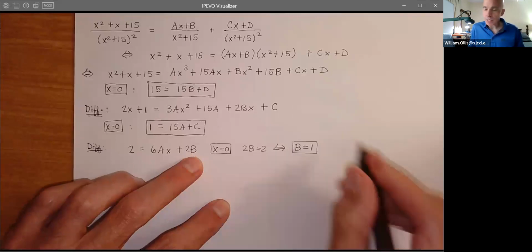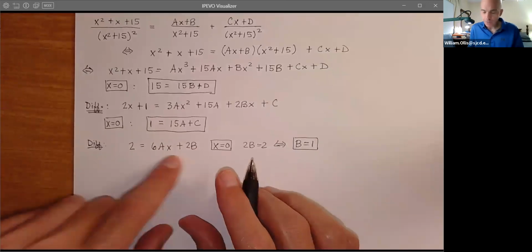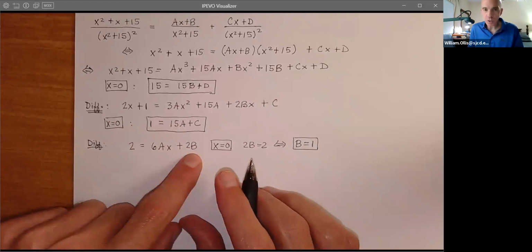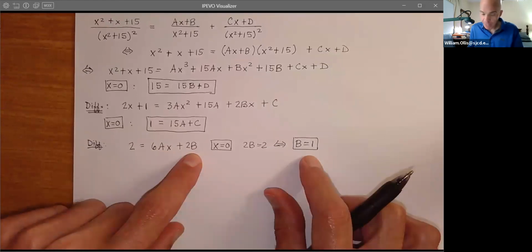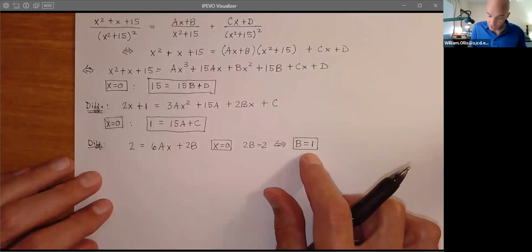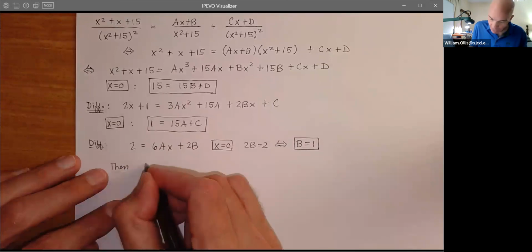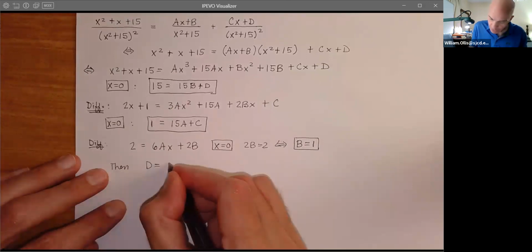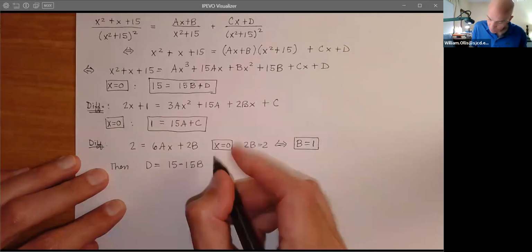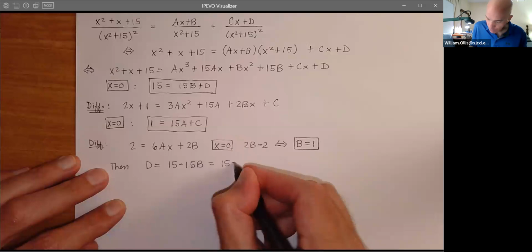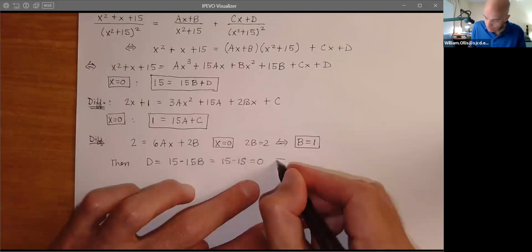So the deal here is once you keep differentiating, if you substitute 0 and there's only one coefficient left, then you're good to go. Now, look, we've got b here, so we can find d. So d equals 15 minus 15b. But b is 1, so we get 15 minus 15 equals 0. So d is 0.